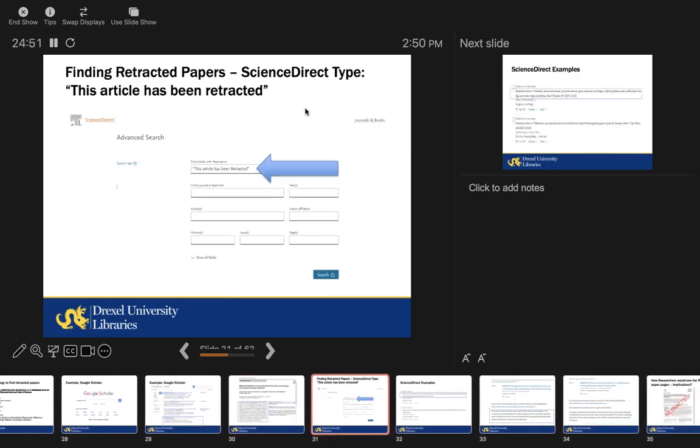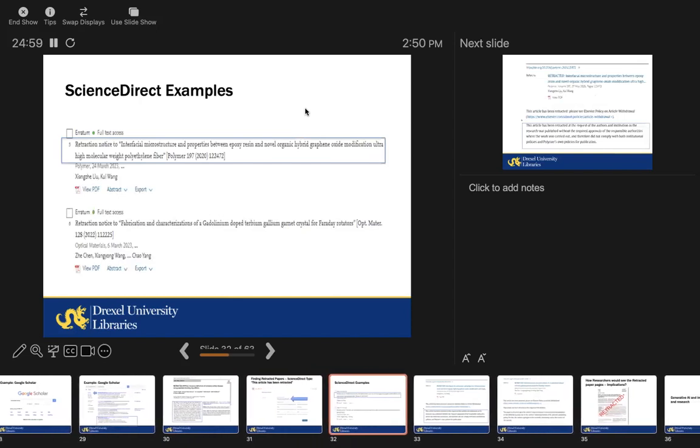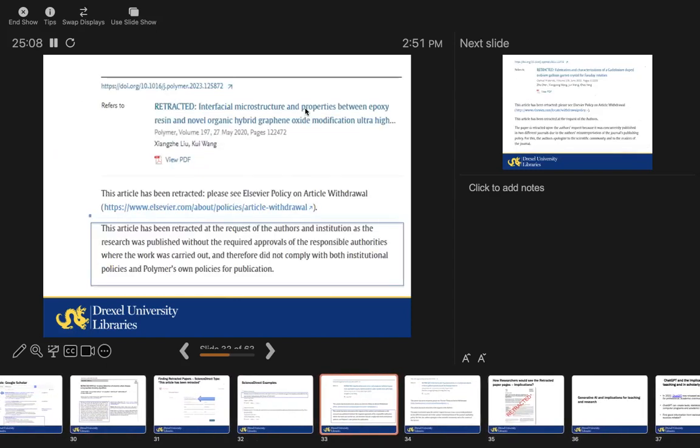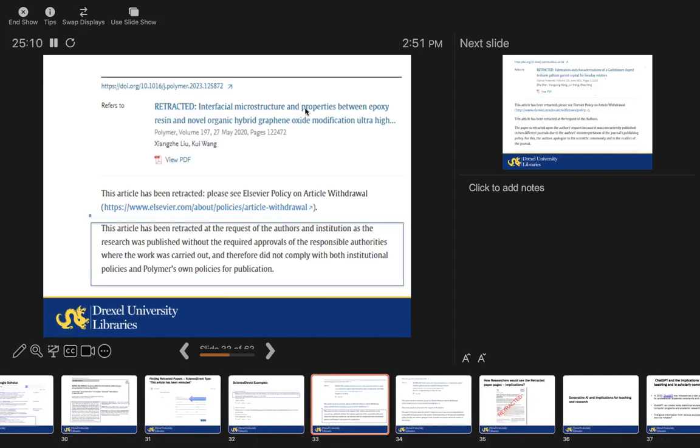And in ScienceDirect, you can also search like "this article has been retracted." And I'll give you a couple of examples here next. Let's go to the next slide. The retraction notice is given, and for this paper, let's go to the next slide. It was a journal from Optical Materials in 2023. So even then, retraction was happening.